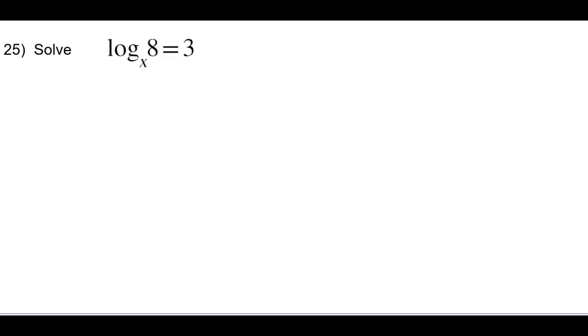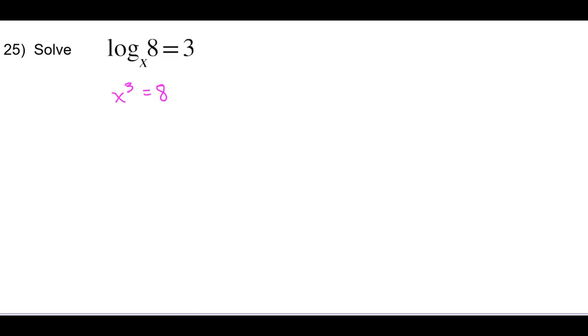Number 25 asks us to solve. This is a logarithmic equation, and at this point it says log on the left side, and there's just a number on the right side. That means that I have to change forms because there's nothing I can do at this point. We're going to look at this problem a couple ways. So we're going to start with this method that I just mentioned. So that means we'd have x to the third power equals 8.